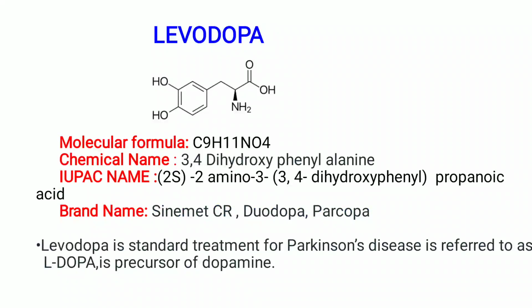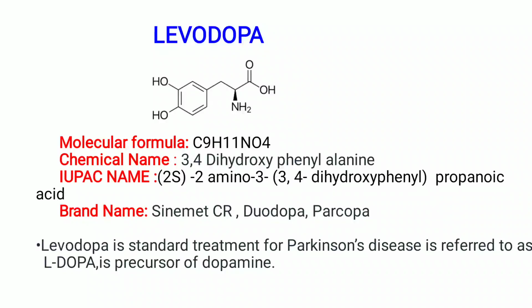Now we will discuss the drug LEVODOPA. LEVODOPA comes under the classification dopamine precursor. This is the structure of LEVODOPA. The molecular formula of LEVODOPA is C9H11NO4. Chemical name: 3,4-dihydroxyphenylalanine. IUPAC name: (2S)-2-amino-3-(3,4-dihydroxyphenyl)propanoic acid. Brand names of LEVODOPA are Sinemet CR, Duodopa, Pacopa, etc.